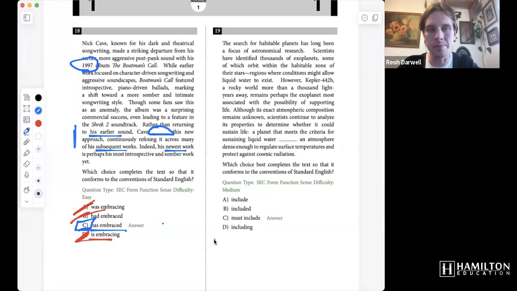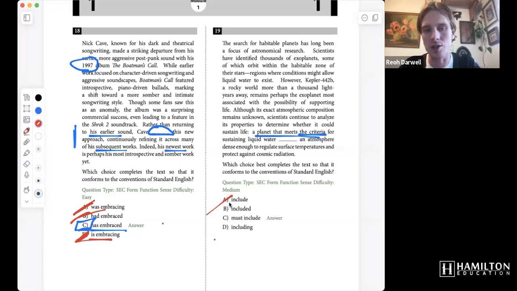All right. So question 19 is a verb tense question. We really need to figure out what our subject is and what timing we're in. Our subject is a planet that meets the criteria. So not a planet that sustains it, right? It's the criteria here. Just when you plug these in, you'll see how many of them don't work, okay? Liquid water include an atmosphere.